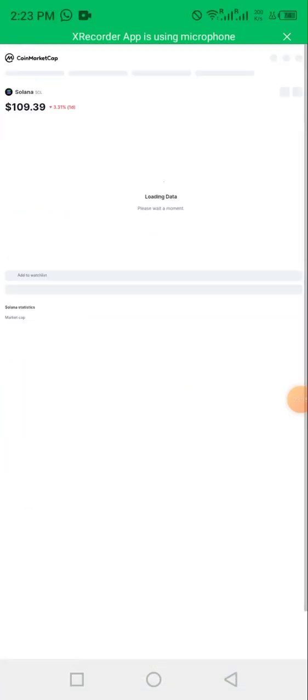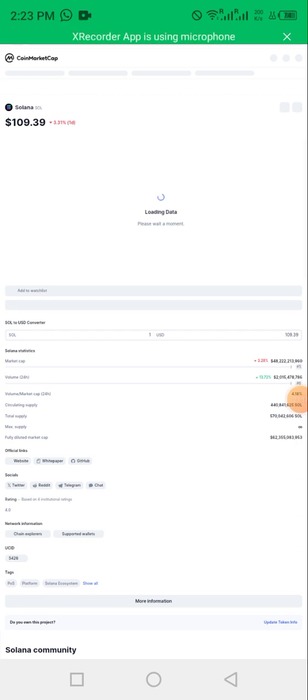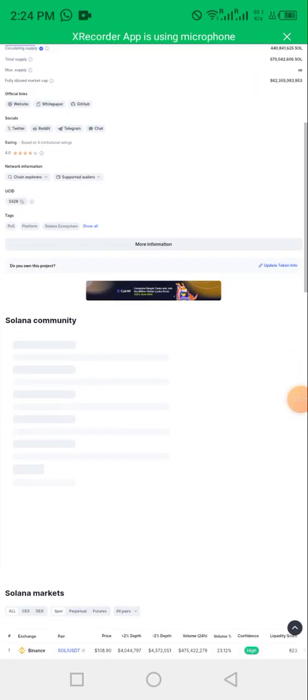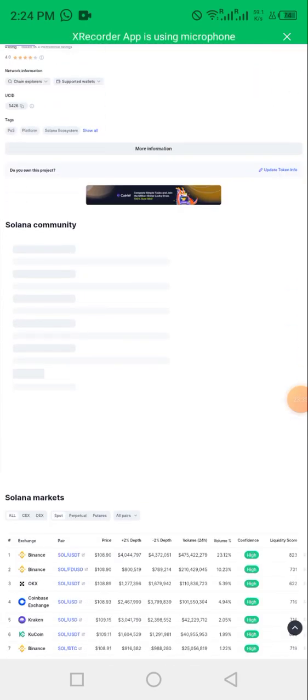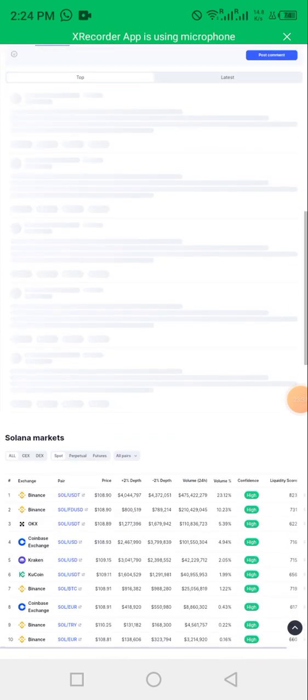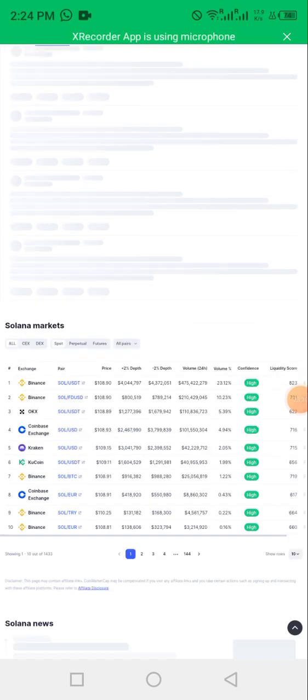It's loading. We can see that Solana has experienced a drop of 3.31% within the last 1 day. Let's see if it can give us a short time buy using this check from the market session. Though it's still loading up, this is the Solana market.